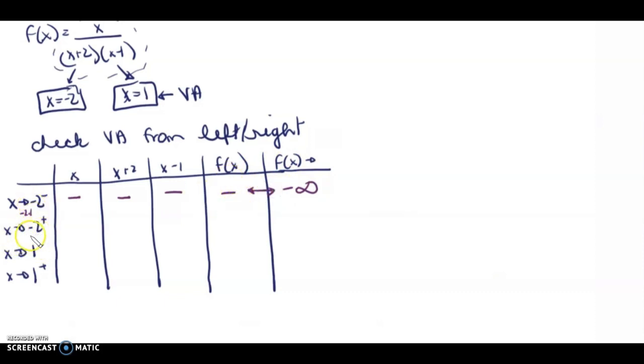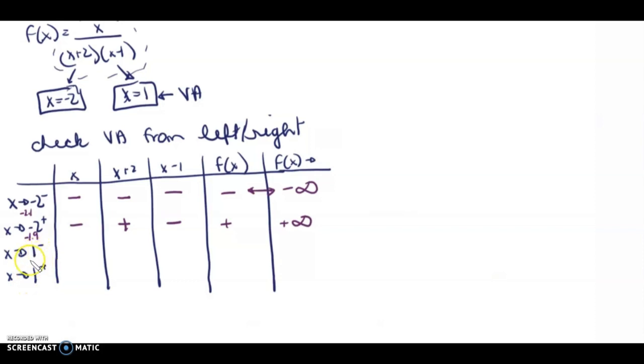As x approaches -2 from the right, which is going to be -1.9, this is negative 1.9 plus 2, which will be positive. Negative minus anything is negative, so we get positive. So we're going to approach positive infinity.